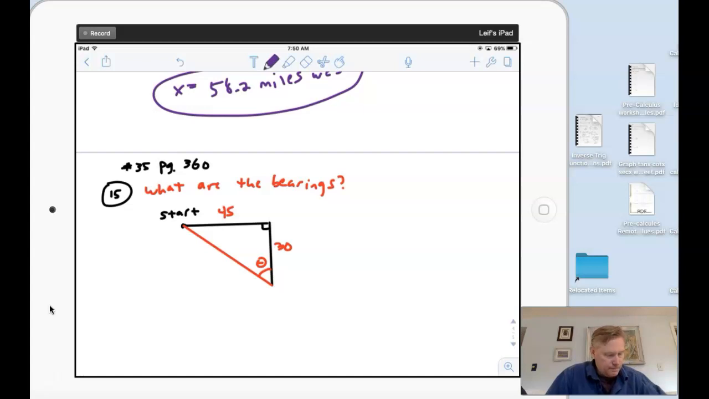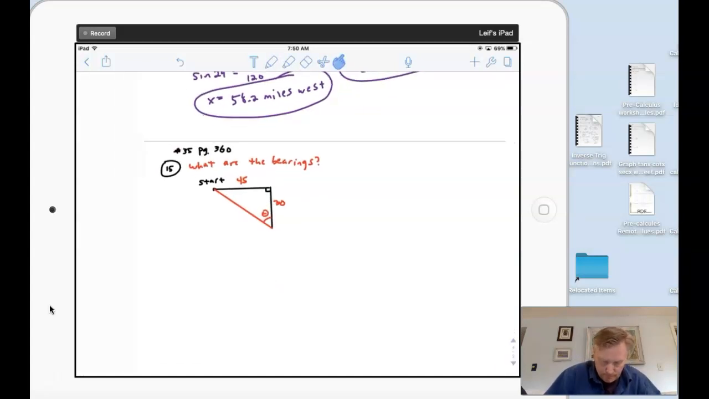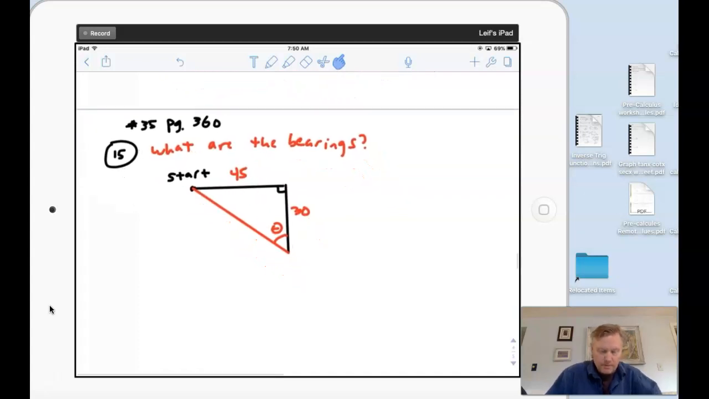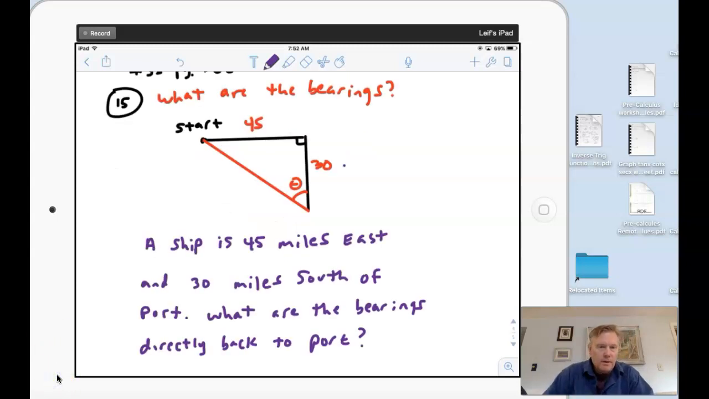Last one here. What are the bearings? So the bearings means I'm looking for the angle. Okay, so the question is the ship is 45 miles east and 30 miles south of port. What are the bearings directly back to port? So they started, went 45 miles east, 30 miles south, as you can see in my diagram. I drew the diagram. And then theta will be your bearings, okay? So I need to find out what that angle is.